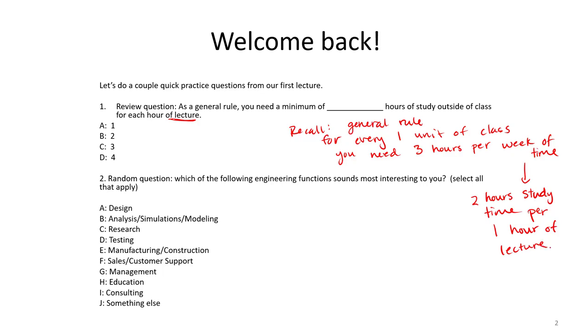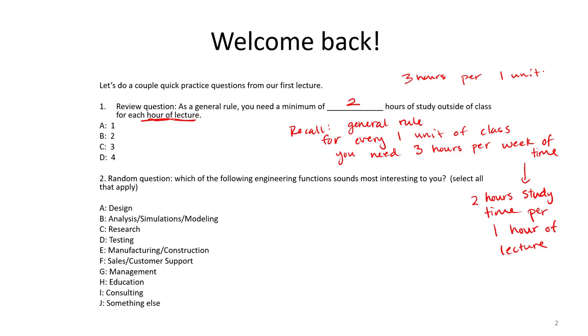So the correct answer for this question is a minimum of 2 hours of study per 1 hour of lecture. And remember, it would be 2 hours of study per 1 hour of lecture, 3 hours per 1 unit of class.